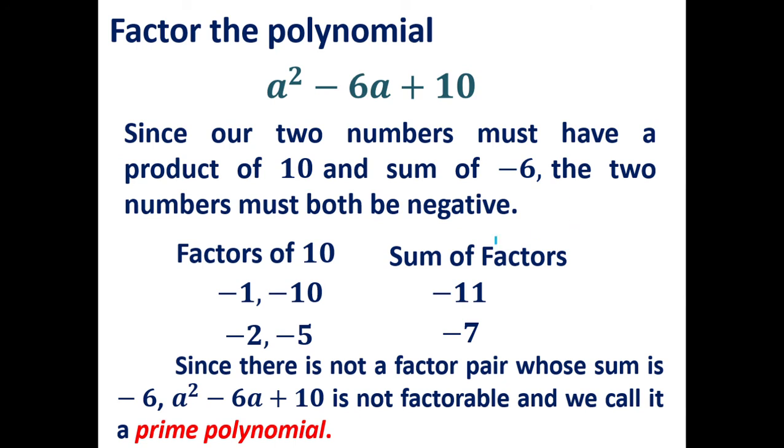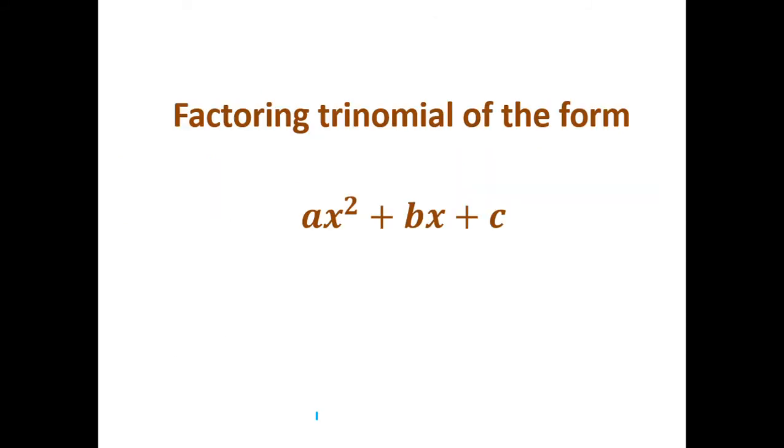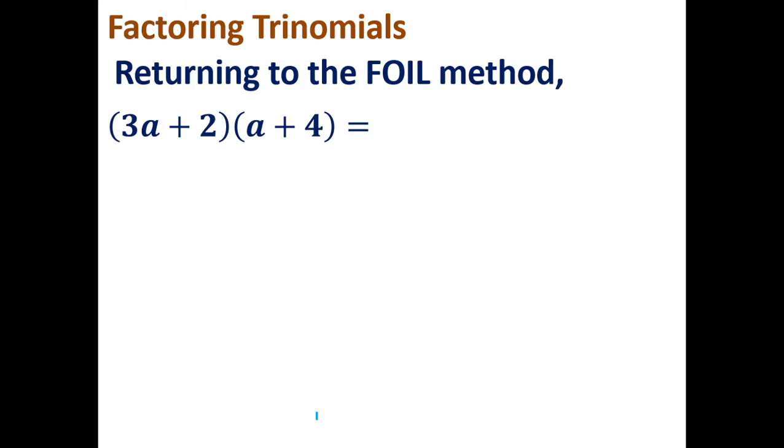Since there is not a factor pair whose sum is negative 6, I mean, so a squared negative is not factorable. We call it a prime polynomial. Di ba? That is a prime polynomial. Okay. Factoring trinomial of the form a x squared plus bx plus c.